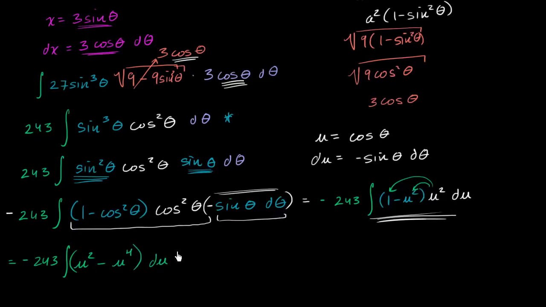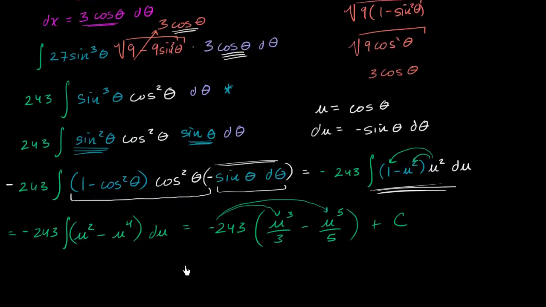Now this is pretty straightforward to take the antiderivative of. This is negative 243 times the antiderivative of u squared, which is u to the third over 3, and the antiderivative of u to the fourth, which is u to the fifth over 5. And of course, we're going to have a plus c out here. Just so that we can get rid of this negative, we can distribute the negative sign. So this one becomes negative, that one becomes positive, and we get 243 times u to the fifth over 5 minus u to the third over 3 plus c.